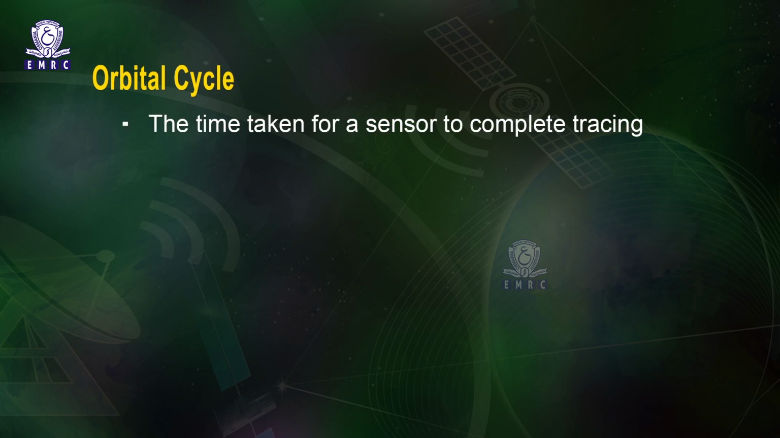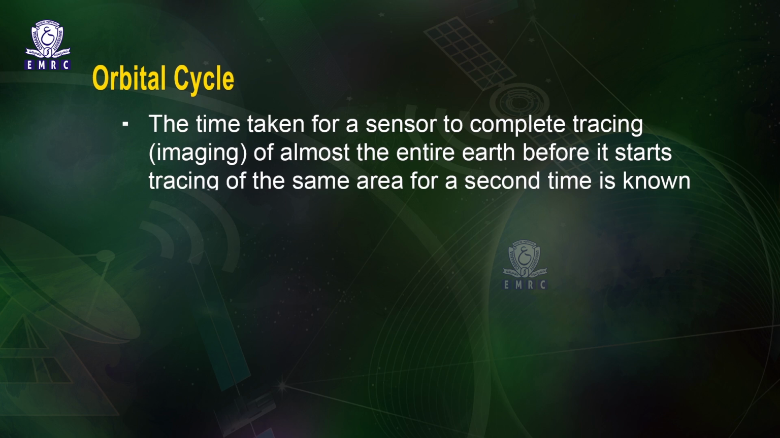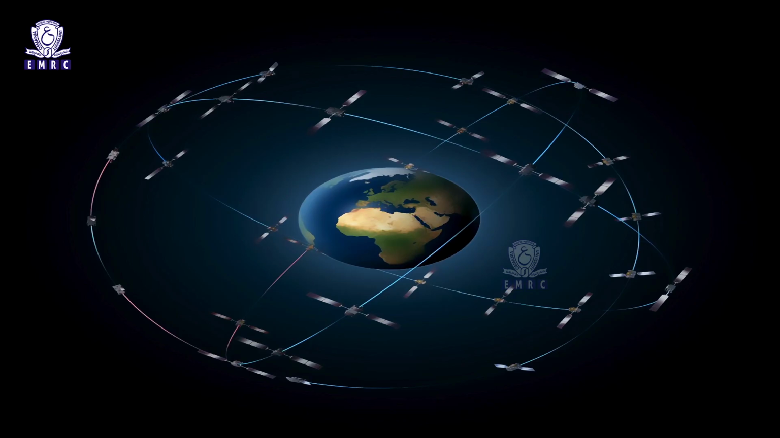The time taken for a sensor to complete tracing or imaging of almost the entire Earth before it starts tracing the same area for a second time is known as orbital cycle. The exact length of time of orbital cycle varies with each satellite.